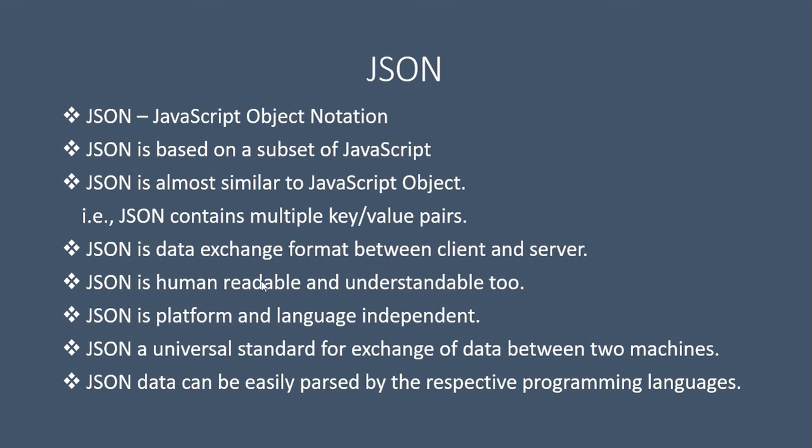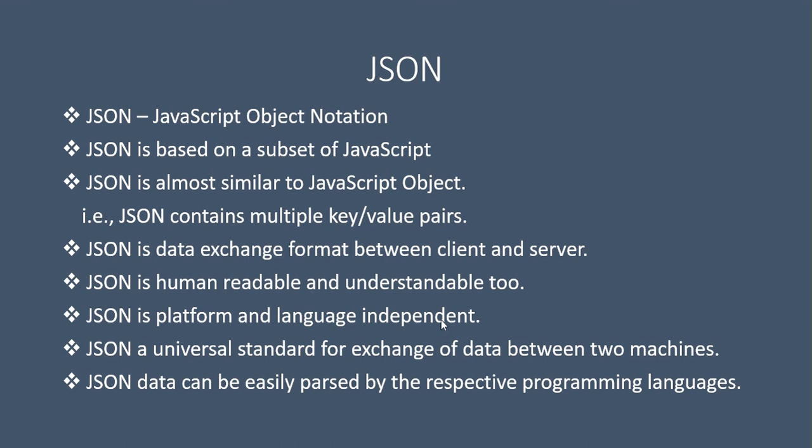JSON is human readable and understandable too. If you look at a JSON object, you can easily understand what is what. JSON is platform and language independent. For example, imagine your server is based on servlet programming or JSP programming or ASP.NET or PHP. Whatever the programming language is on the server side, all the programming languages will understand a JSON object. So the client can send a JSON object irrespective of the server language, or the server can send a JSON object to the client irrespective of the browser language.